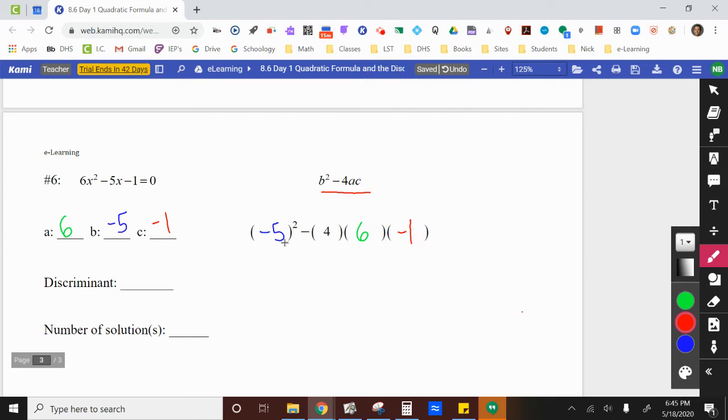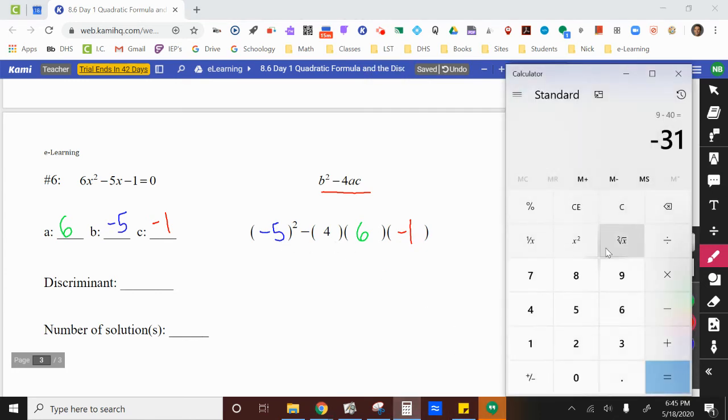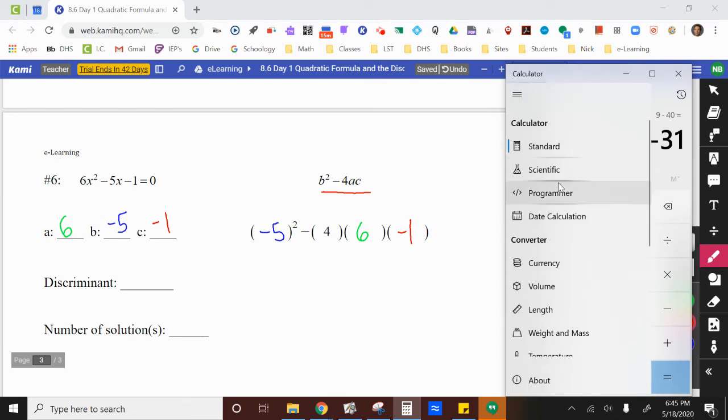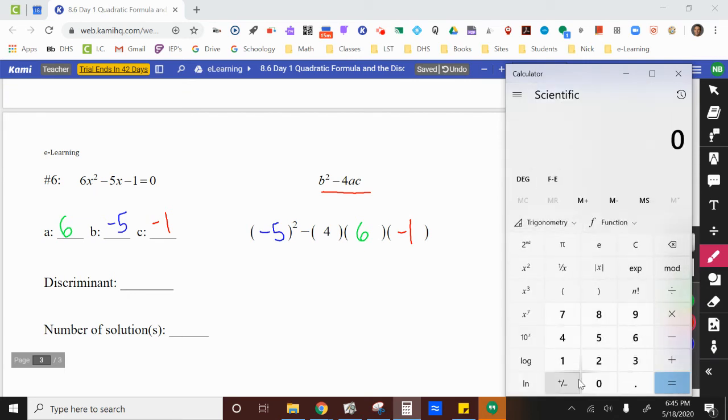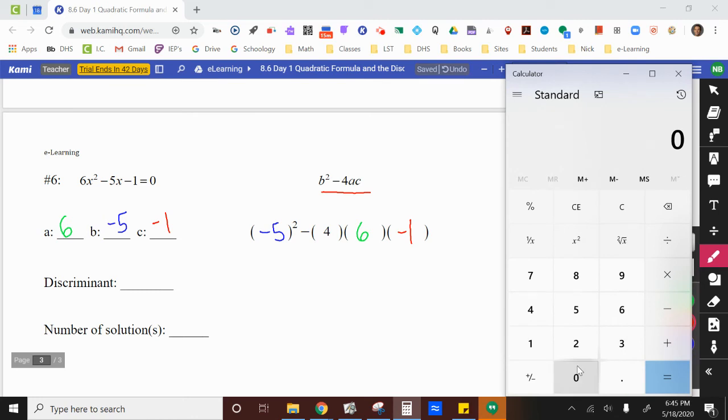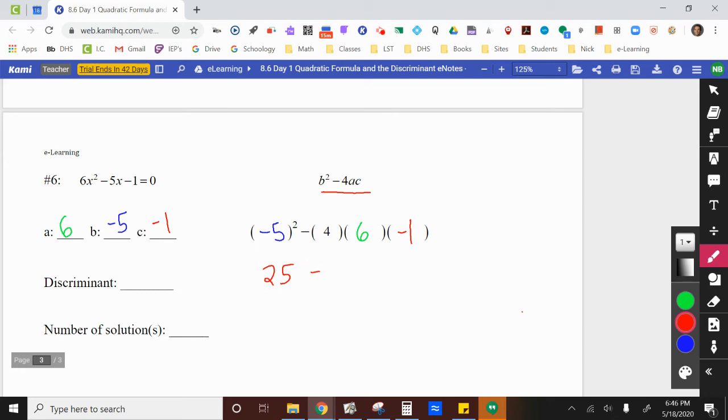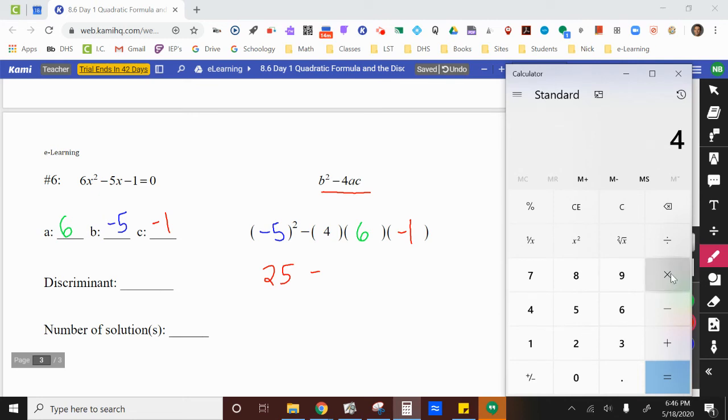Now I got to do negative 5 squared. Well, it's not going to work on a standard calculator. So maybe I change my calculator up to scientific. I got to find parentheses. I don't like this scientific. We're going to go back to just a standard calculator, and we're going to say negative 5 times negative 5 is a positive 25. Negative 5 squared is a positive 25 minus, now I have 4 times 6 times negative 1.